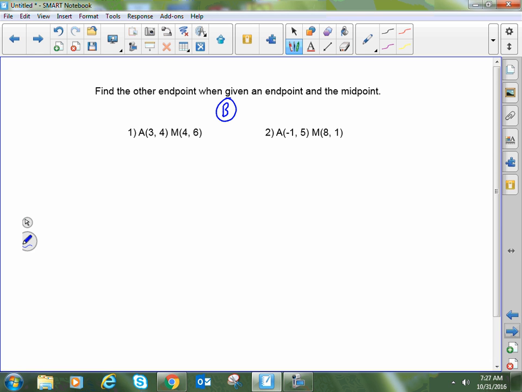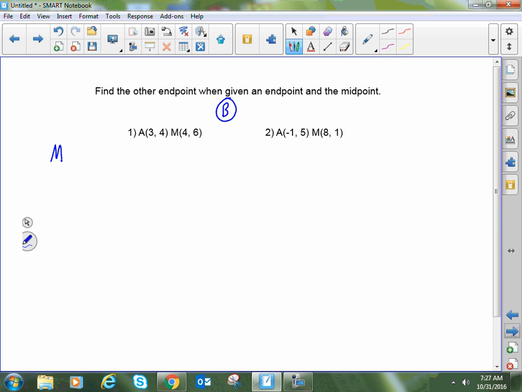Now I'm going to set this one up slightly differently because what I have to do is find an x coordinate and a y coordinate, and I have to use the midpoint formula for both of those things. When I was finding the midpoint, it was really easy to just work it all together at the same time. For this one, it's going to be a little bit different.